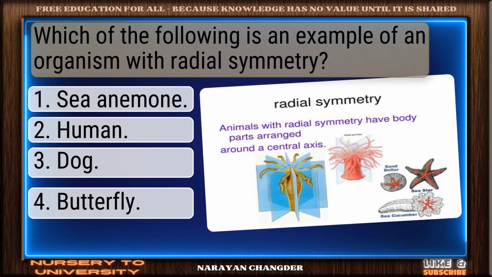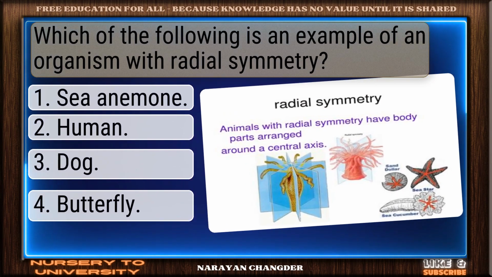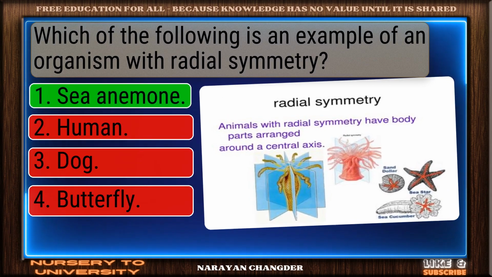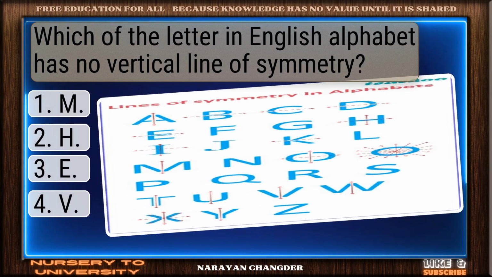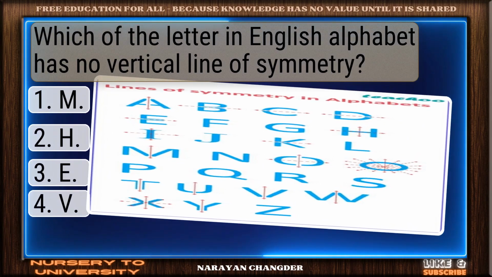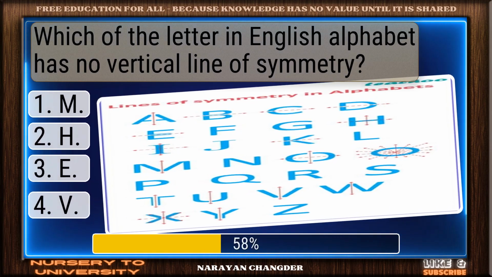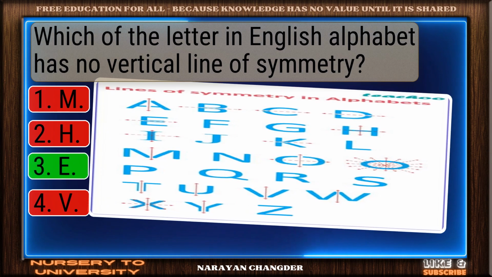Which of the following is an example of an organism with radial symmetry? Bravo. C. Anemone is the answer. Which letter in the English alphabet has no vertical line of symmetry? S. You chose S, and it is correct.